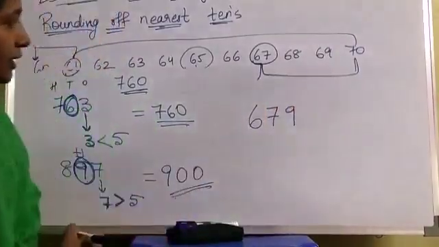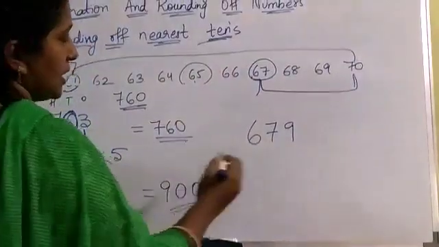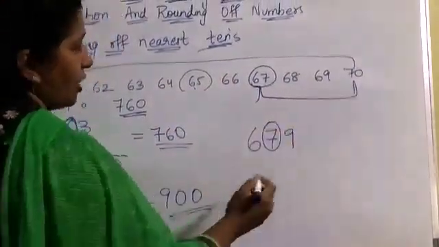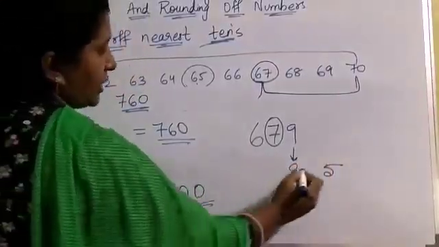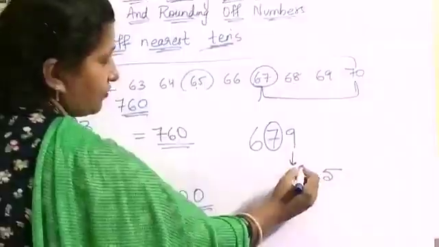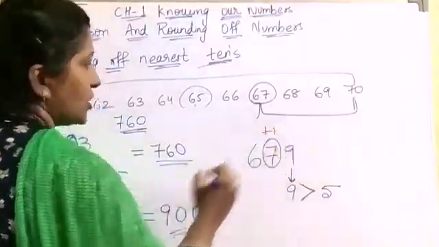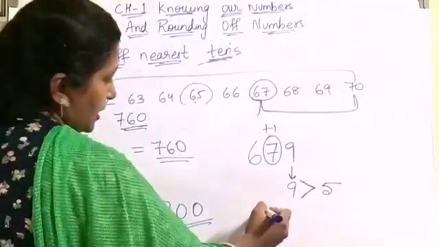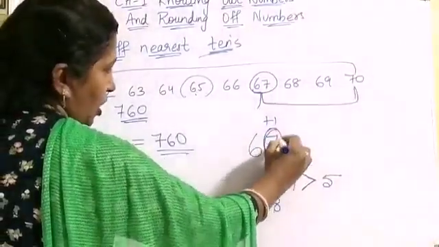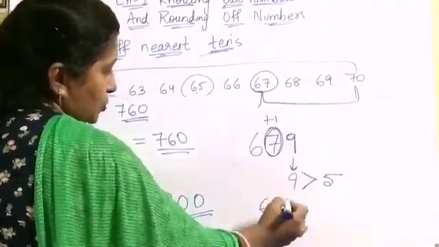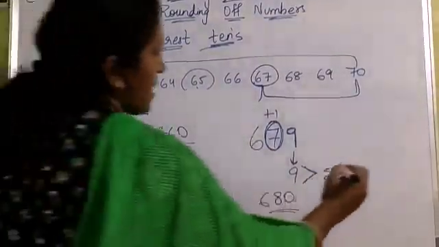679. 679 is nearest to which number? Rounding of nearest tens. Here the tens digit you round off. What is the next number? 9. 9 you compare with 5. 9 is greater than 5. Once again, if it is greater than 5 or equal to 5, then we should add 1 to this rounded number. Now what do you get? 7 plus 1 is how much? 8. And after this round off, how many numbers are there? 1. So you should keep 1 zero. 680 is the answer. One more example.